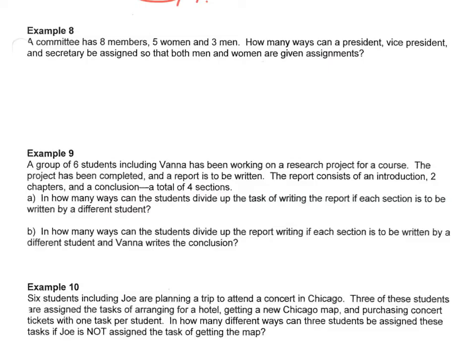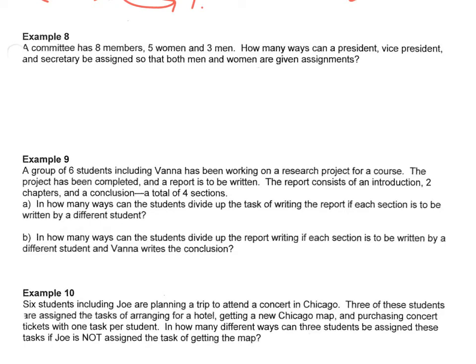Example 8. A committee has 8 members, 5 women, and 3 men. How many ways can a president, vice president, and secretary be assigned so that both men and women are given assignments? First, let's know that there are 5 women, 3 men, and there is a president, vice president, and a secretary. The only stipulation that we have to obey is that both men and women must be given an assignment.